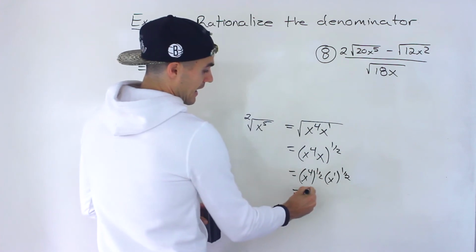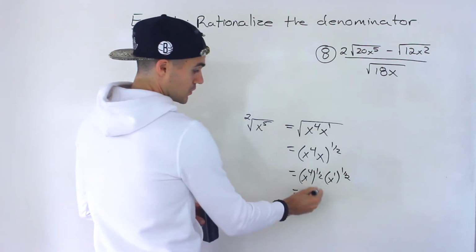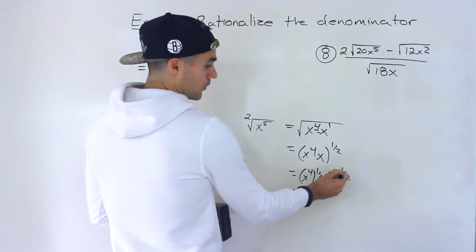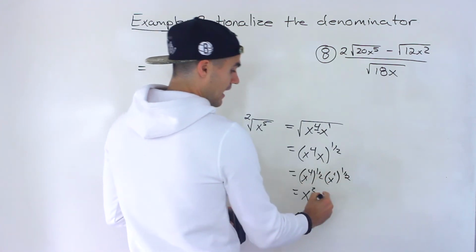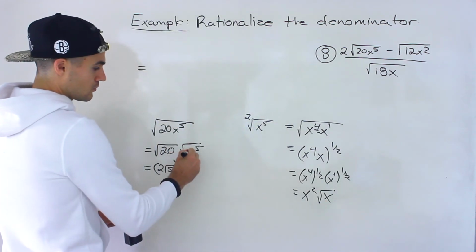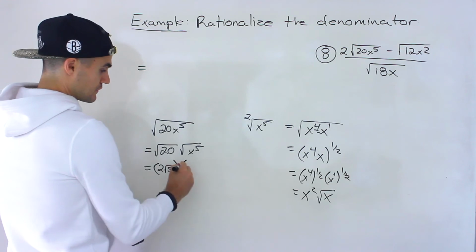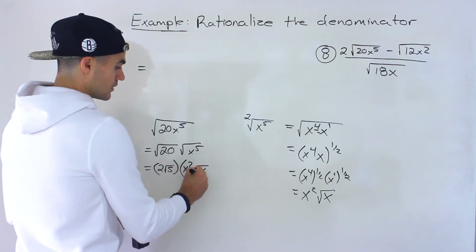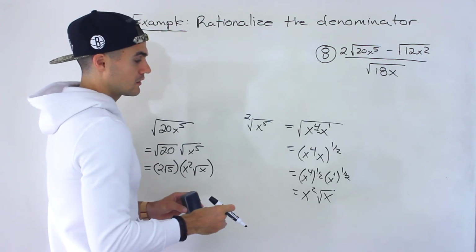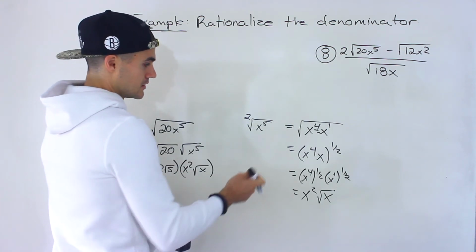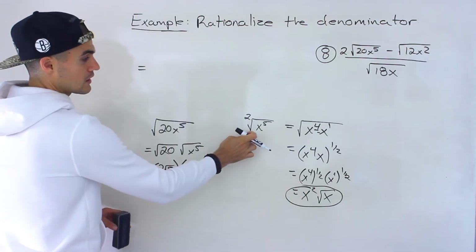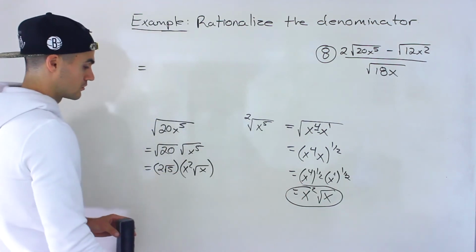And then 4 times a half gives us 2. This should always be an integer if you pick this number correctly. And then 1 times a half is a half. X to the half is the square root of x. Right? So this square root of x to the 5 simplifies to x squared root x. You may go about this in a different way. You may have your own process. Just make sure that you are getting that for the simplification of that radical right there.